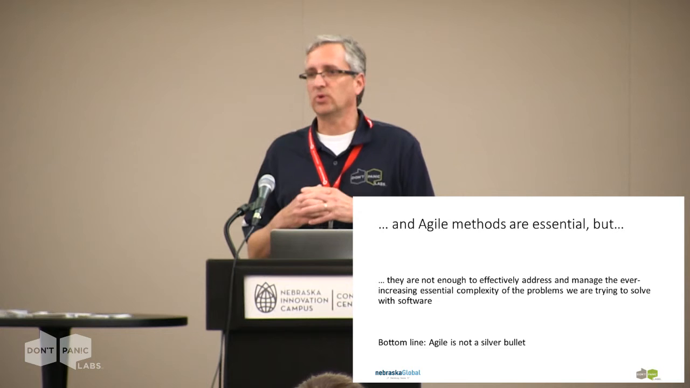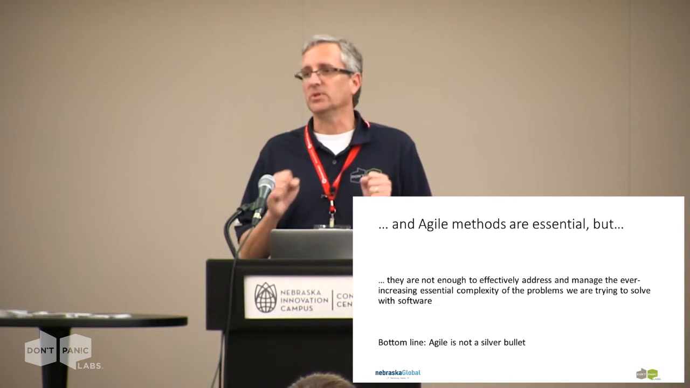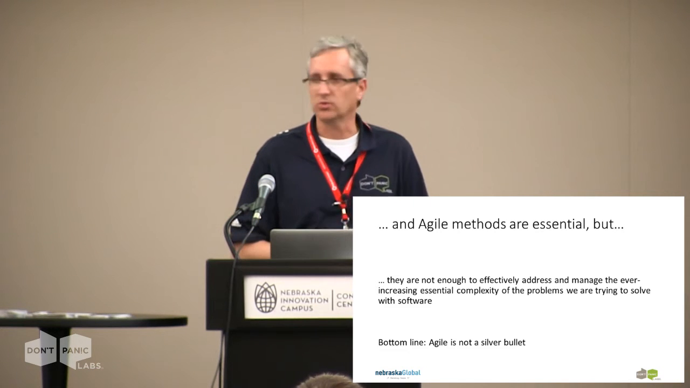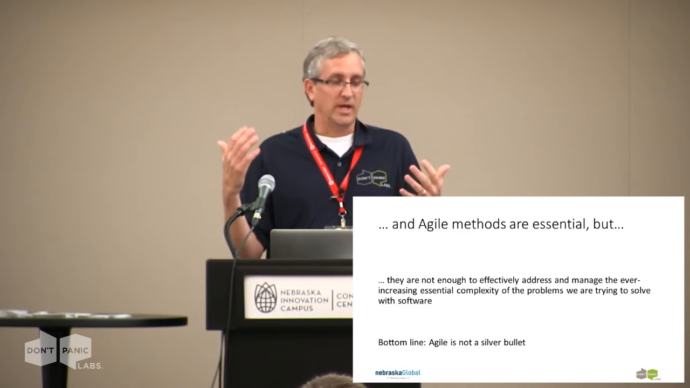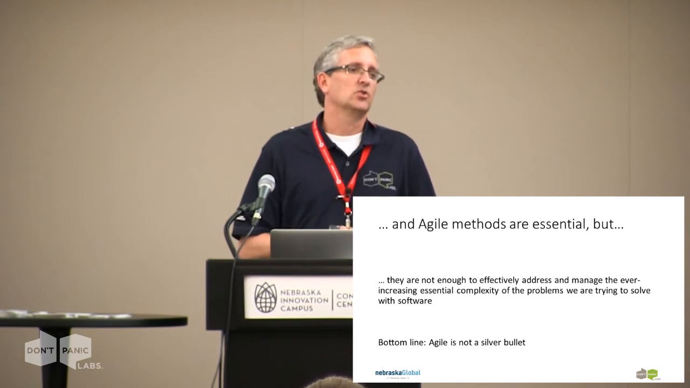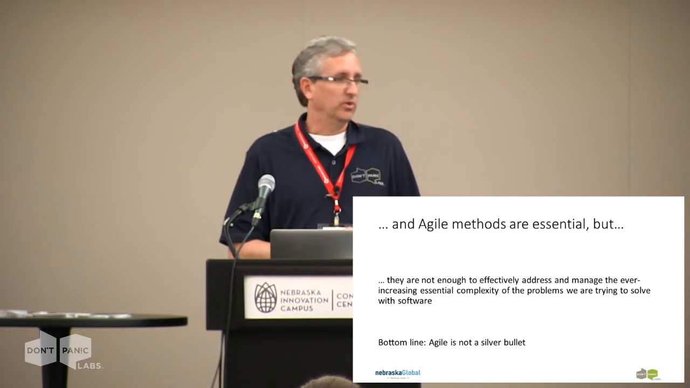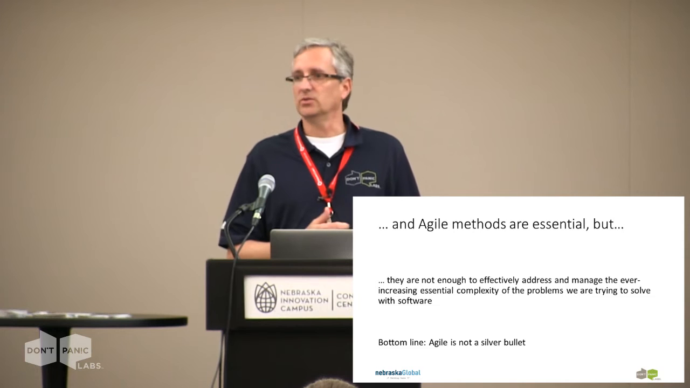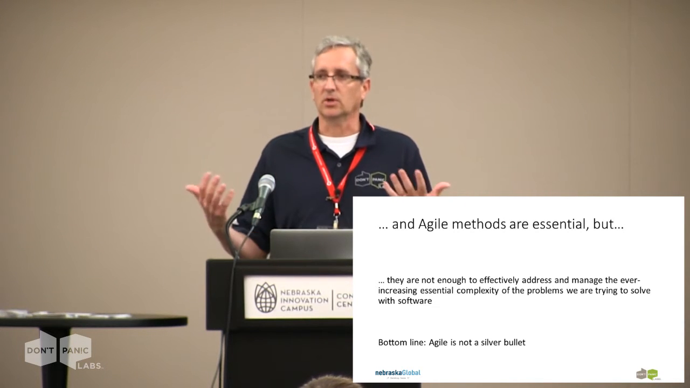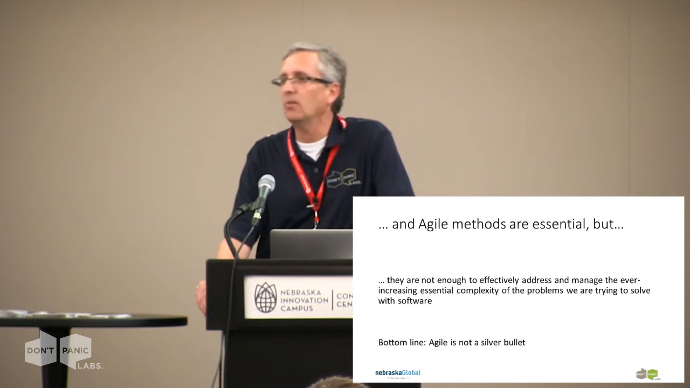The problem is that agile processes are just not a silver bullet because they can't help us deal with the ever-increasing essential complexity of the software problems we're trying to solve. Down at Nebraska Global, we're creating computer vision algorithms that track patients in a bed and try to prevent them from exiting the bed and falling. We've done stuff for weightlifting using computer vision. We've got software that helps manage infrastructure in cities. These are complex problems, and I'm sure most everybody here is dealing with some really complex things.